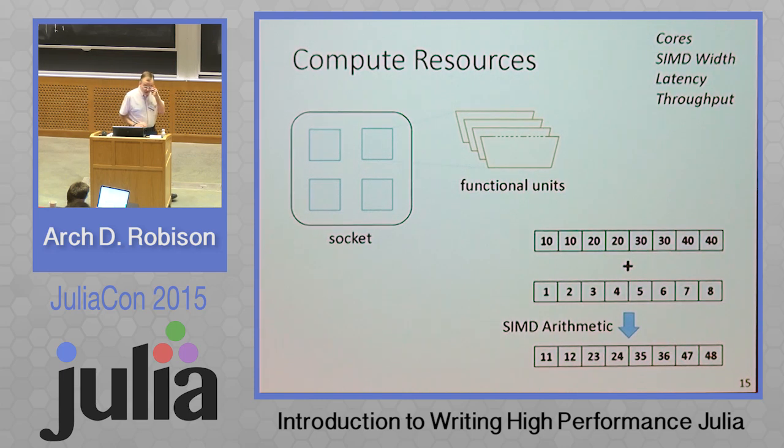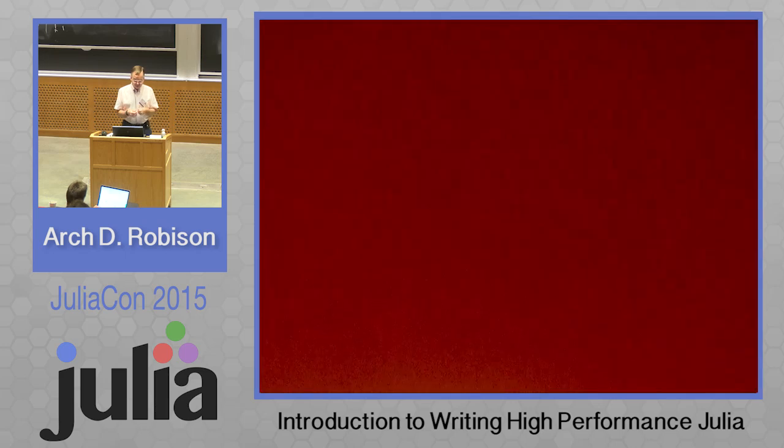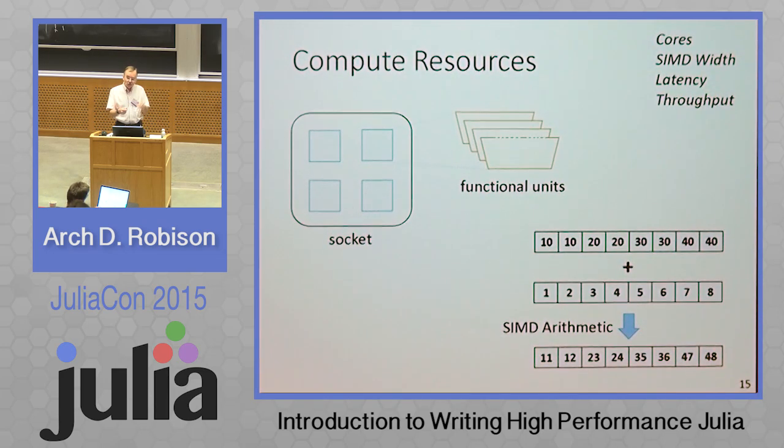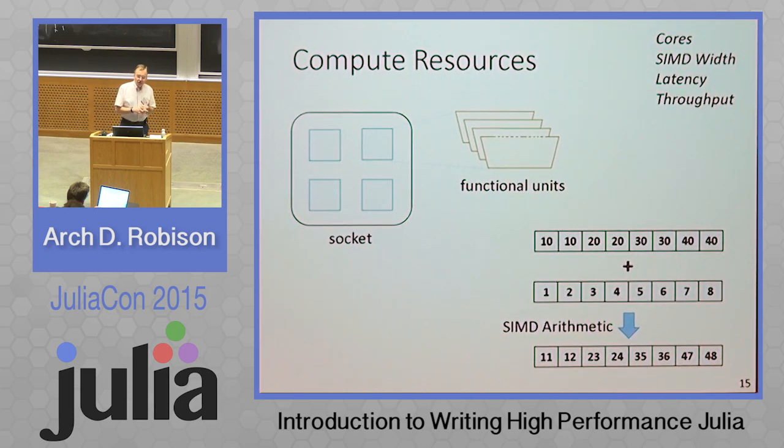And then the compute resources also have SIMD units on them, single instruction, multiple data. This is where the functional unit, instead of just adding two numbers together, will add, say, two tuples of eight elements each and do an element-wise addition. On modern processors, SIMD addition and SIMD multiplication are essentially just as fast as single addition and single multiplication, only you get eight answers instead of one.